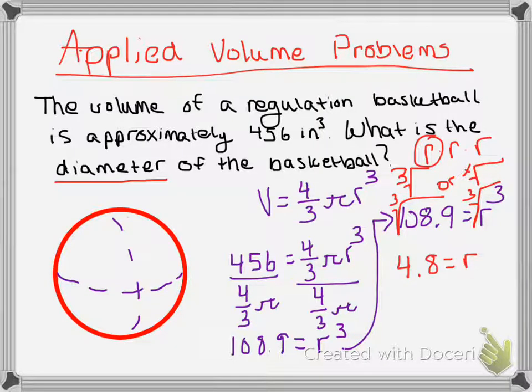Now I've got to find the diameter. So I simply take my radius of 4.8, multiply it times 2, and I get that my diameter is 9.6, and I know that I am in inches. So the diameter of a regulation basketball is approximately 9.6 inches.